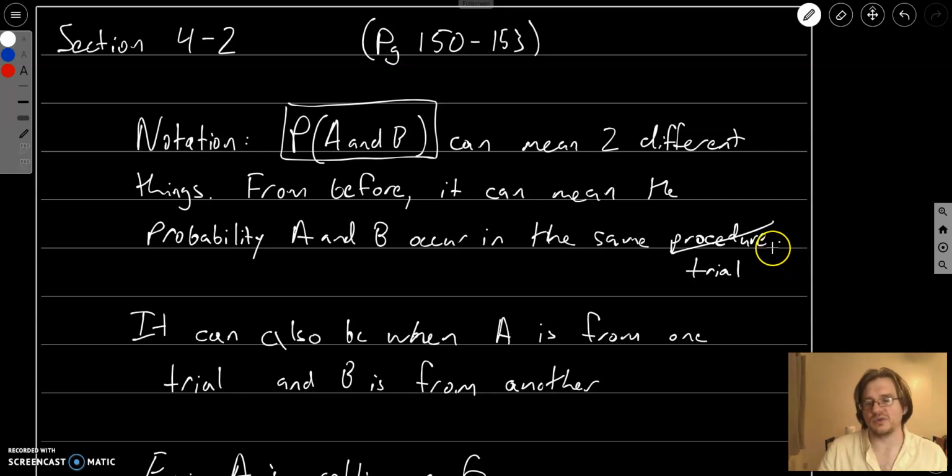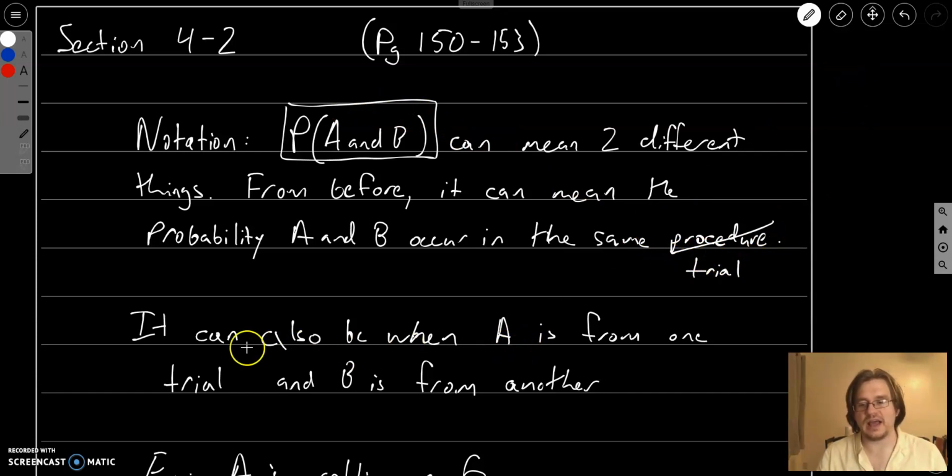As in, you roll one die, and you ask, does it belong to event A, which maybe is rolling an odd number, and event B, which is rolling a 4 or bigger. So those two things happen at the same time in the same trial.